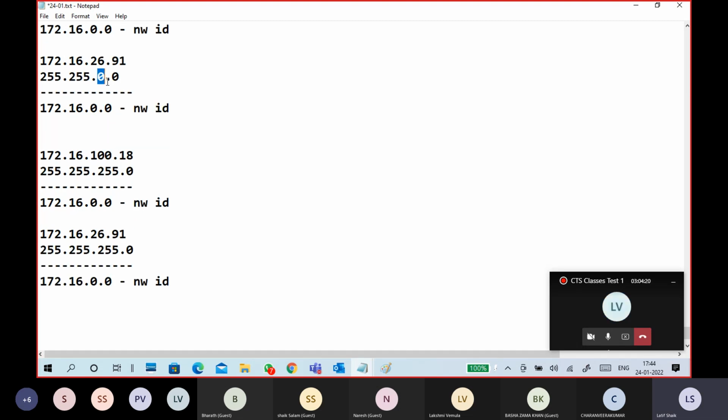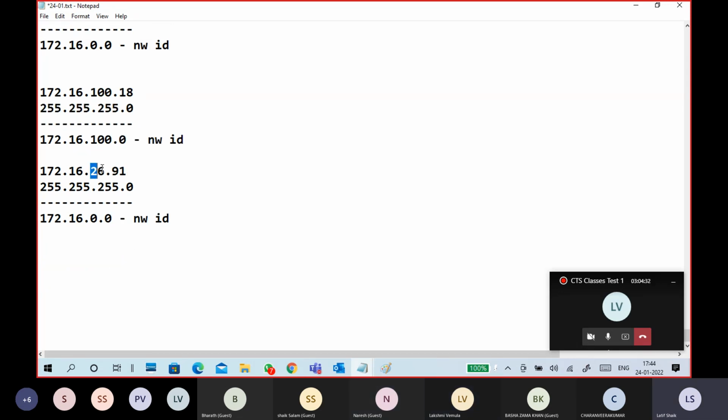Actually, it should be 0, but I gave 255 here. The network ID is changed. Here also 26, only 26. So the network ID is also 26, so obviously different network IDs. I changed my subnet mask and I got a different network ID. See how the subnet mask influences the network IDs. I changed my subnet mask and my network ID is changed.